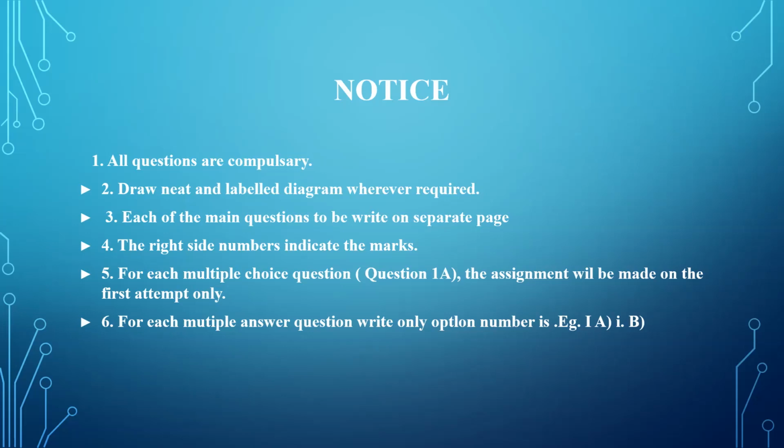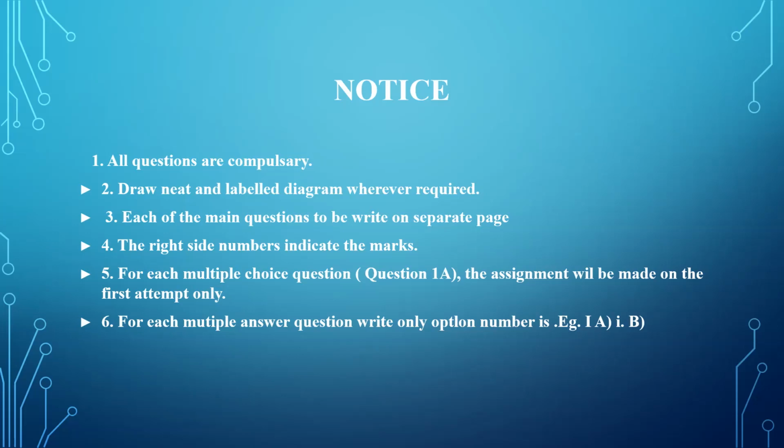Number 4, what is the fourth instruction? See, students, the right side numbers indicate the marks. See, whatever marks are allotted to that question, it is always written on your right side. So whatever number is given on the right side, that is the marks allotted to that question.